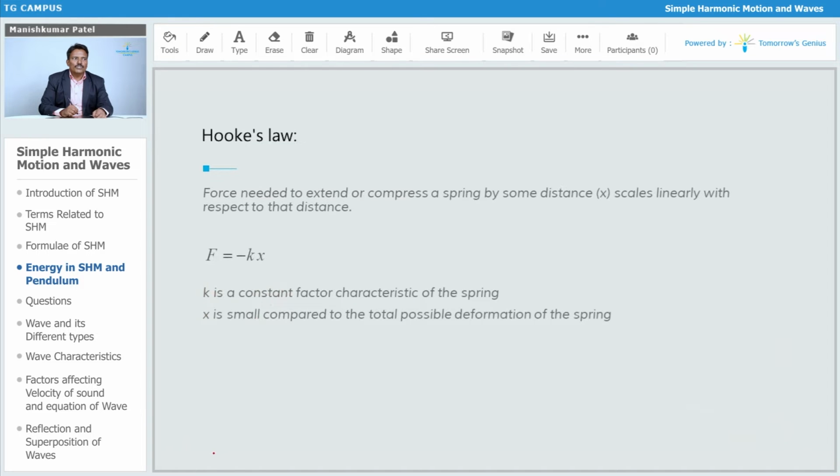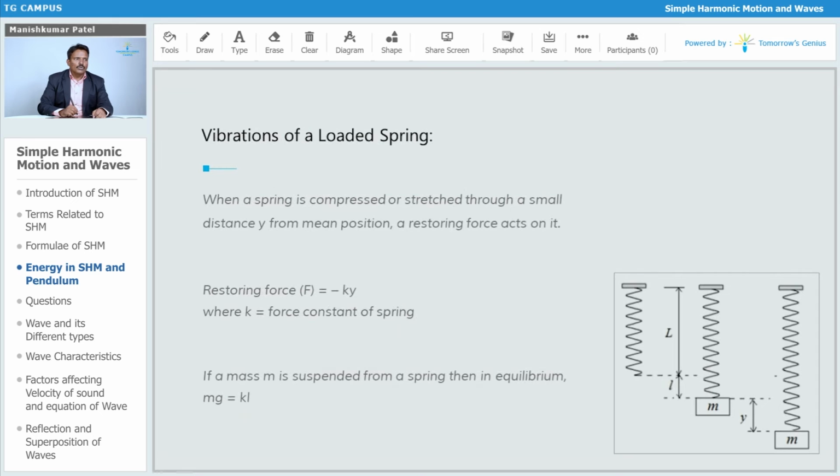So what Hooke's law states is that the force needed to extend or compress a spring by some distance varies linearly with respect to that distance. So the restoring force, obviously the more you want to stretch, the more external force you need to apply. That k is a constant factor, a characteristic of the spring, and x is small compared to the total possible deformation of the spring. So that is what we can say about Hooke's law for this particular case.